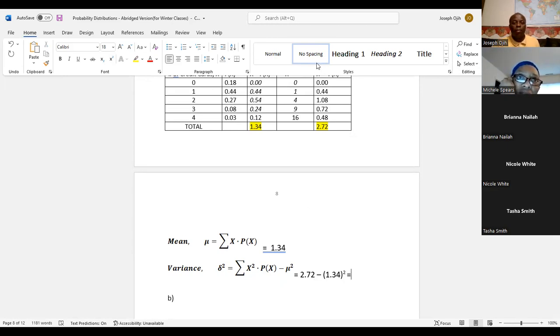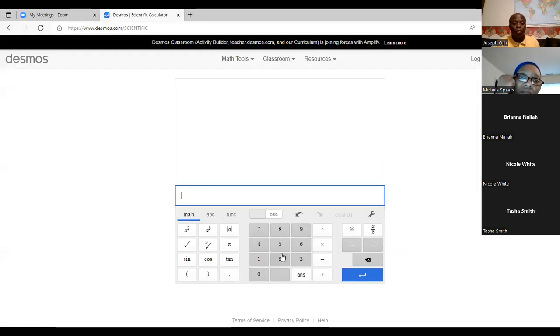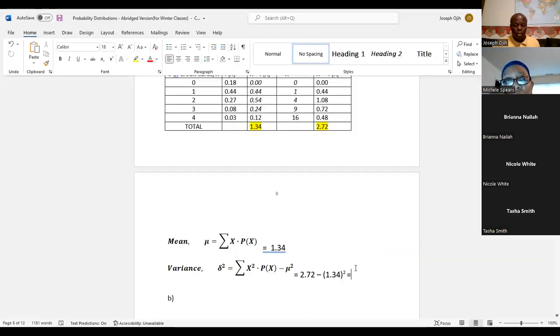So we have 2.72 minus 1.34 squared. That will be 0.9244. So we'll go back and put it in. 0.9244. So that's our variance.